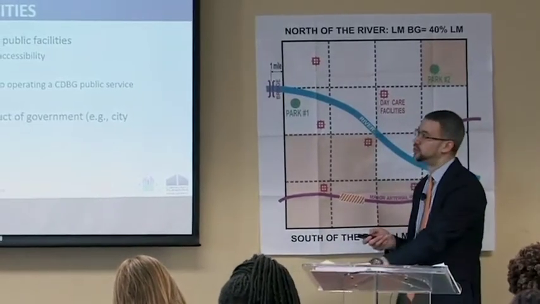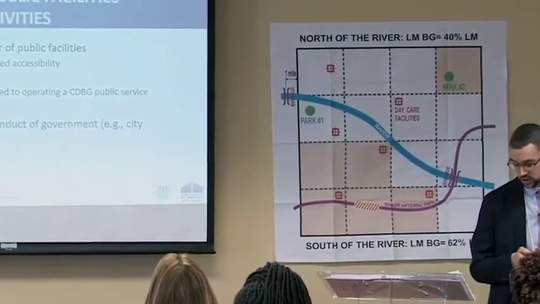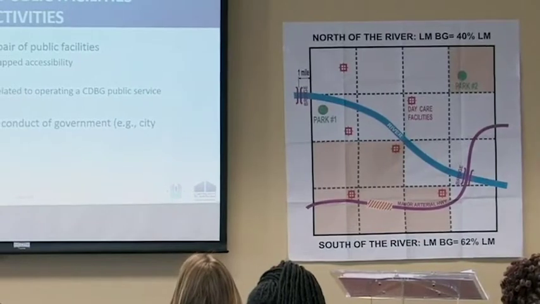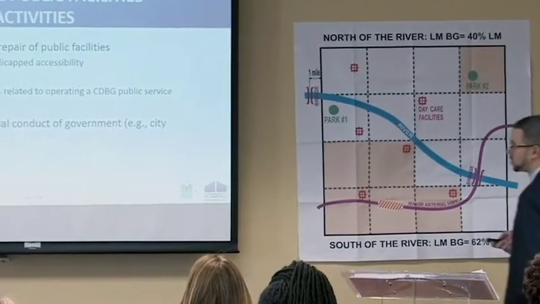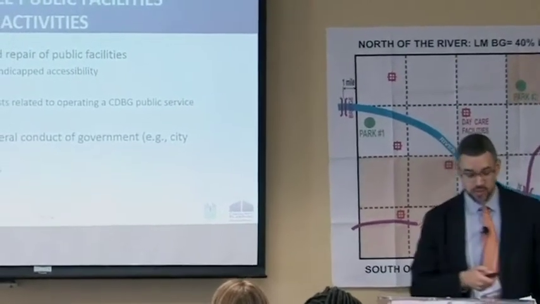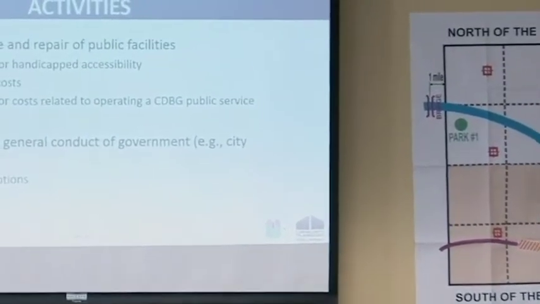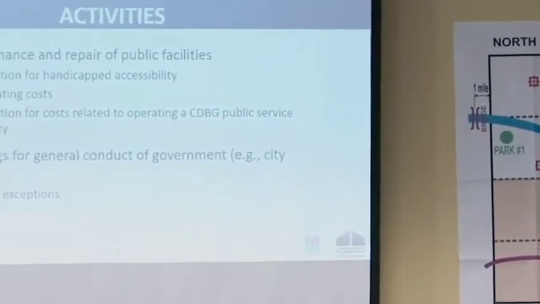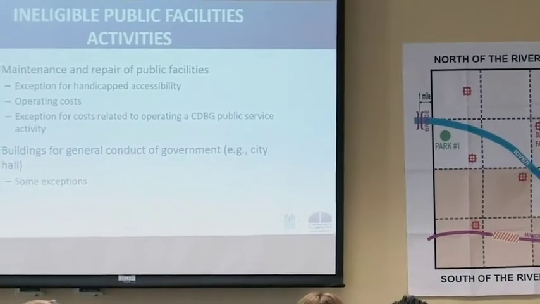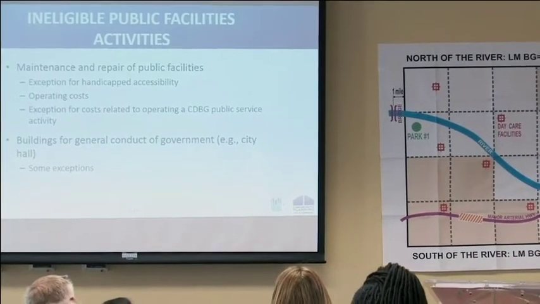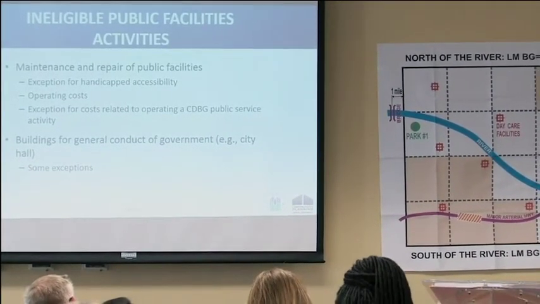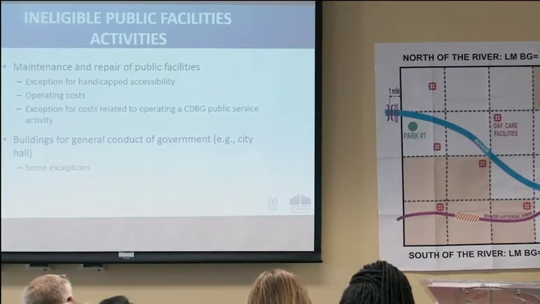So what can't you do? Okay, we talked about this a little bit yesterday when I said those generally not acceptable or ineligible activities. Maintenance and repair of public facilities. So things like replacing the screens on windows, that's a maintenance activity. Trimming the hedges around the trees or bushes around the facility, that's a maintenance issue.